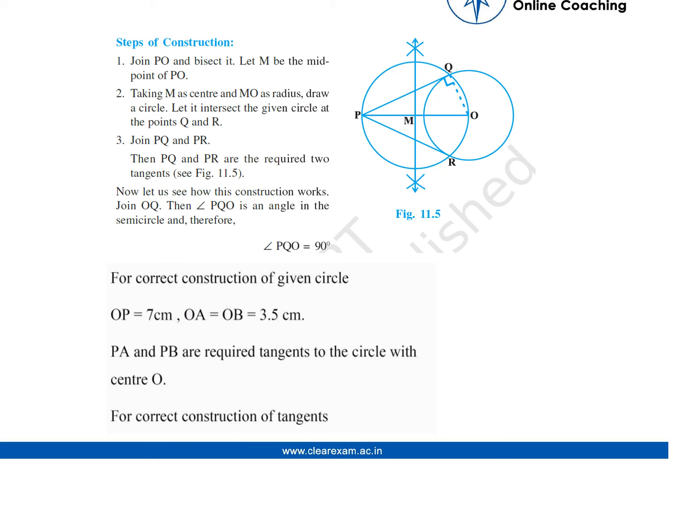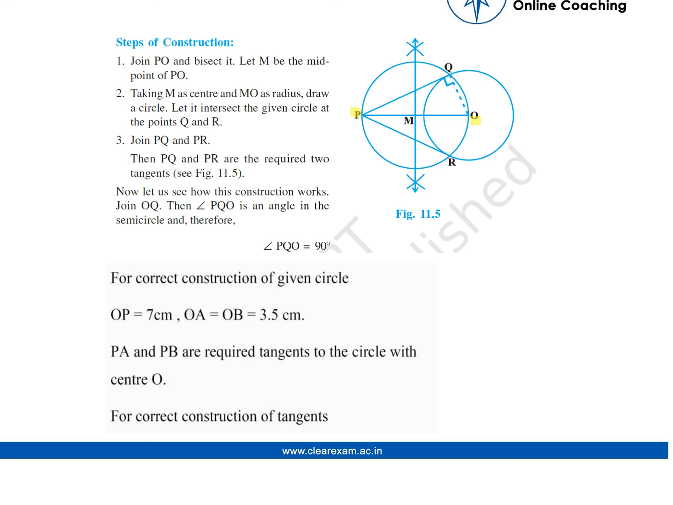Now we will plot a point which is outside the circle, 7 centimeter from the center of the circle, that is the point O and P. This is the point P, and we will join them using a line segment OP.